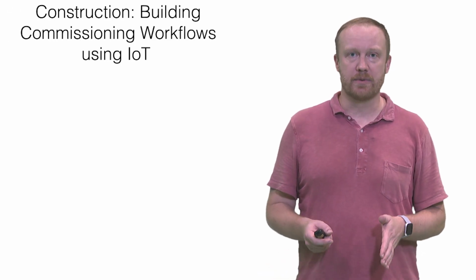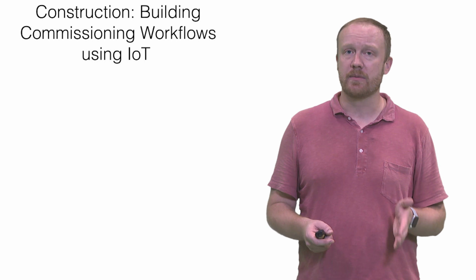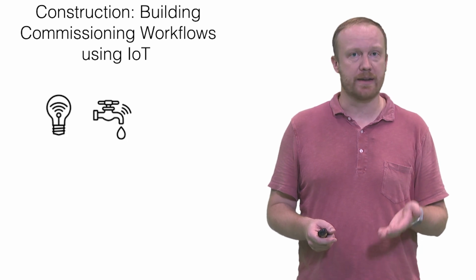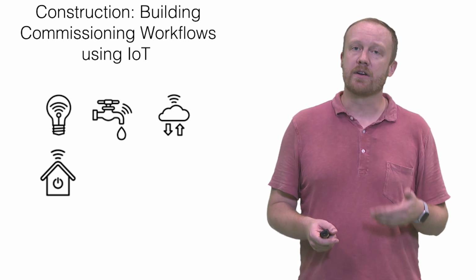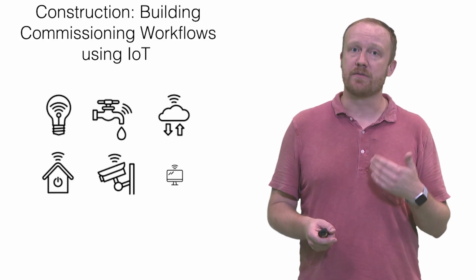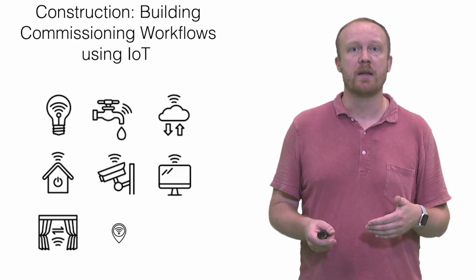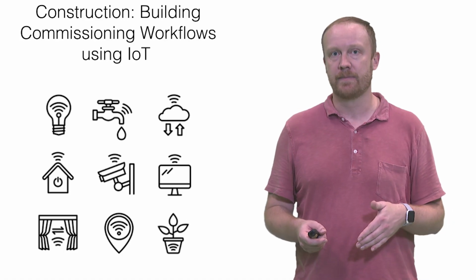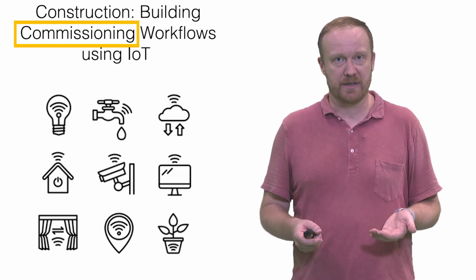The second data set that we'll use is from the construction phase of the building lifecycle. In modern commercial buildings, there are sensor networks installed in a building that control systems such as lighting and air conditioning. One of the goals of the construction process is to confirm that these systems are working well before being handed over to the owner. This process is called commissioning.